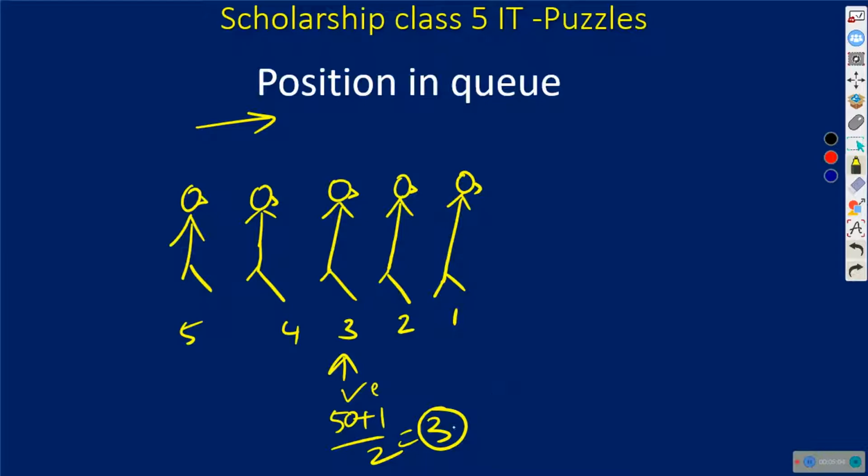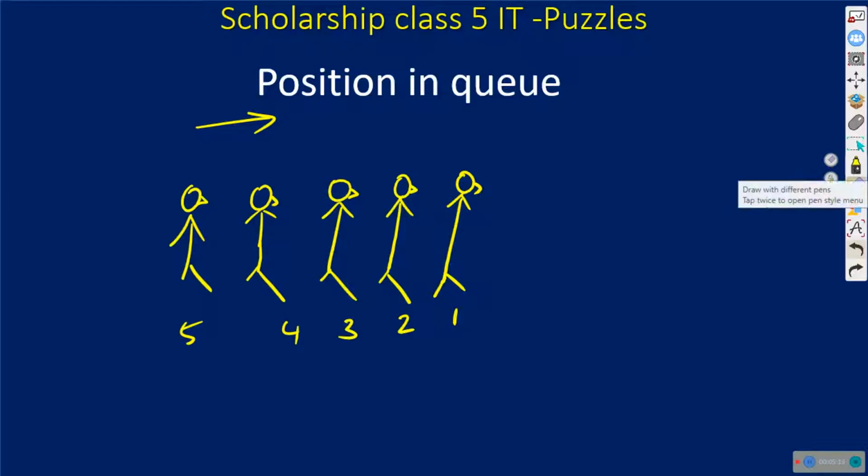Suppose it is not an odd number, I'll change it. The middle person is not there in the queue. So if there is one more person here, a sixth person, who is the middle? We cannot say middle. So a middle person question will normally come only when there is an odd number of people in the queue. Be sure about it.